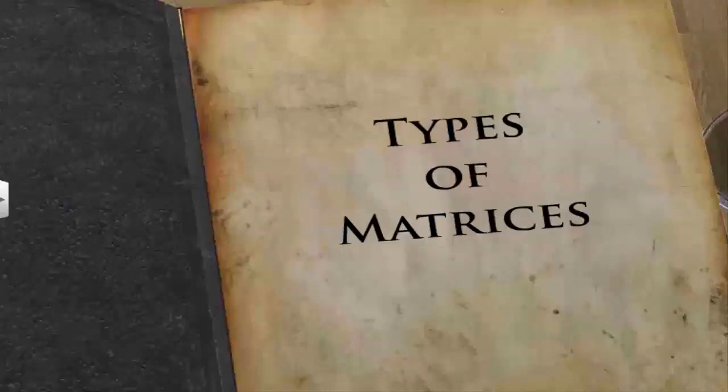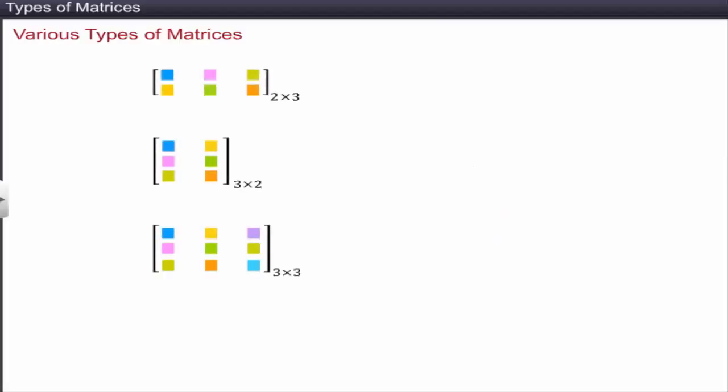In this module, you will learn various types of matrices. A matrix is characterized by two factors: the nature of the elements and the order of the matrices. Let's see them now.